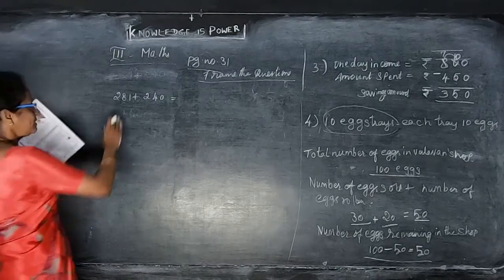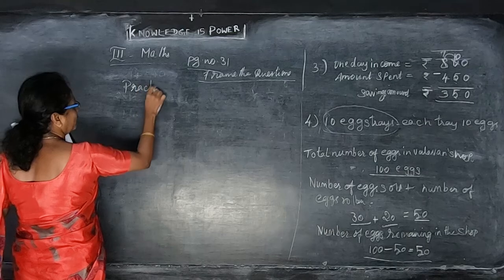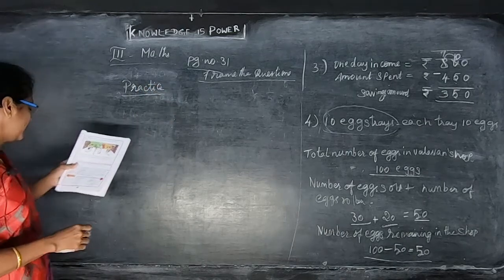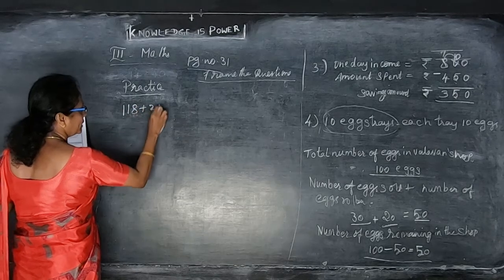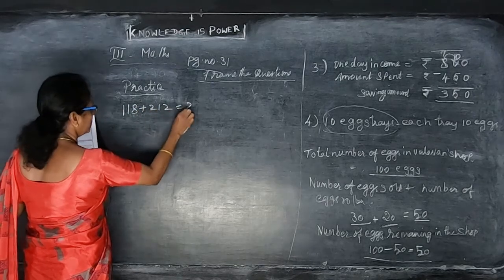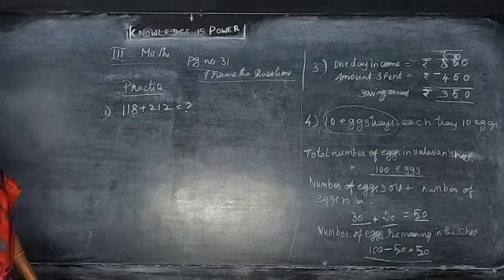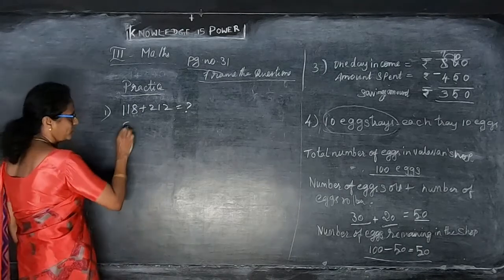Here, for practice, they are given. So for practice, I can write the problem like this. For practice, page number 31, you see, they have given the number 118 plus 212 is equal to question mark. This is the first one they have given. So we have to frame the question. What can we write? Okay, we can take a ball, a sports ball, in a shop.